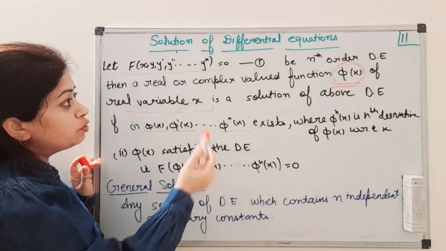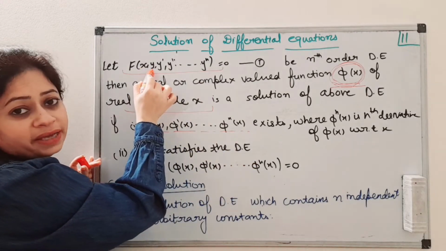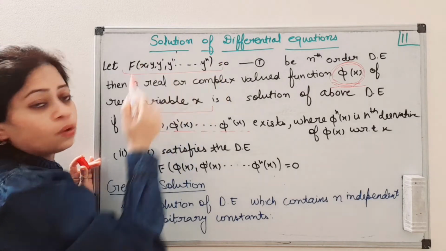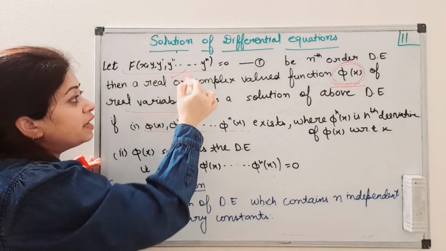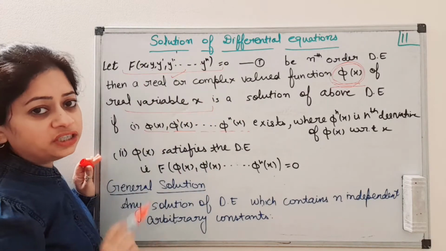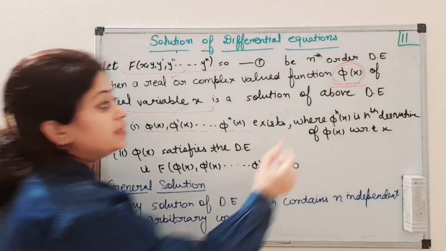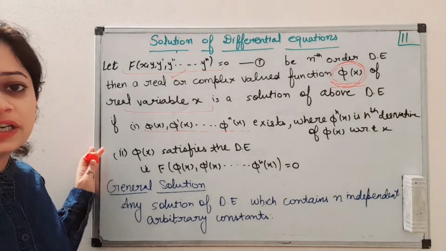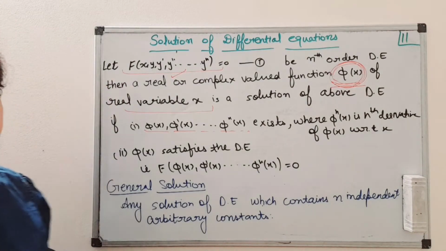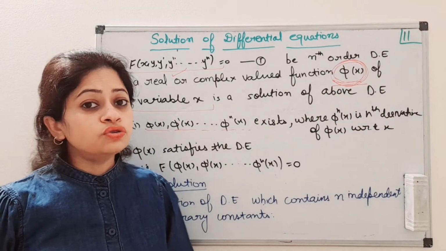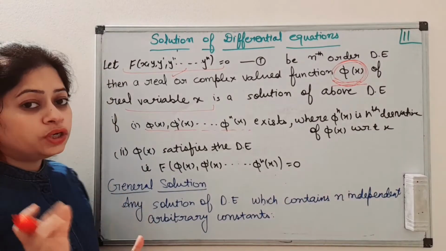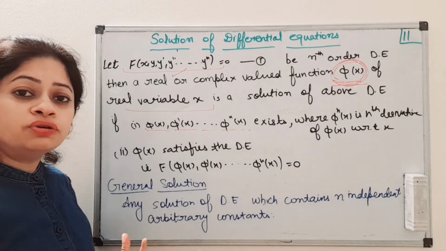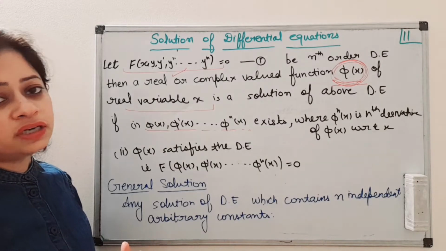If we substitute y is equal to phi x, y dash equal to phi dash x and so on, then it should satisfy this differential equation. Then we will say this phi x is a solution of this differential equation. Okay, so now solutions. In this video we are going to discuss general solution, particular solution and singular solution.